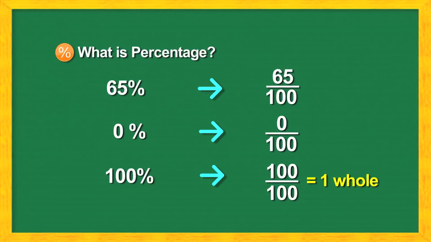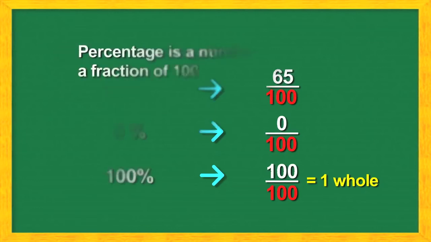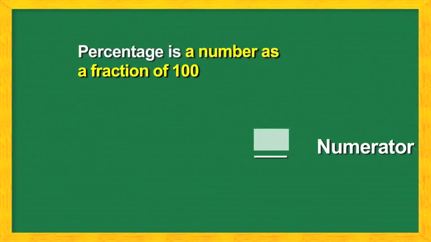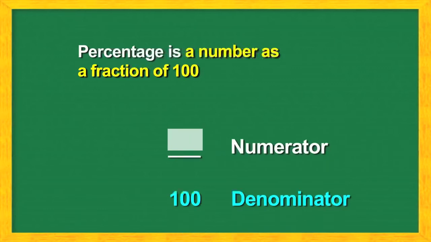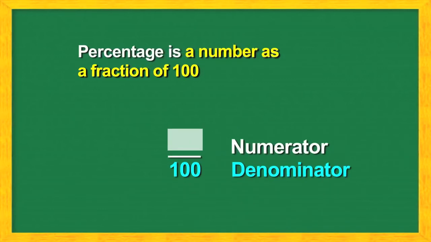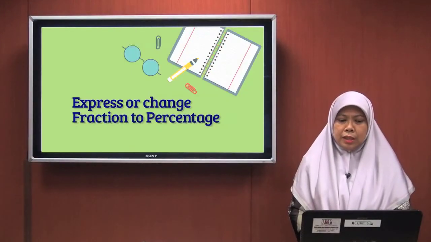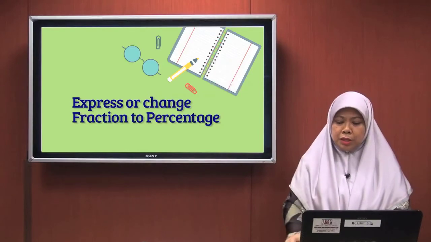What is similar between these fractions? Right, the denominator of these fractions are equal to 100. So, percentage is a number as a fraction of 100. Whatever the numerator is, the denominator will always be 100. Let's do the first part of the lesson, which is to change fraction to percentage.